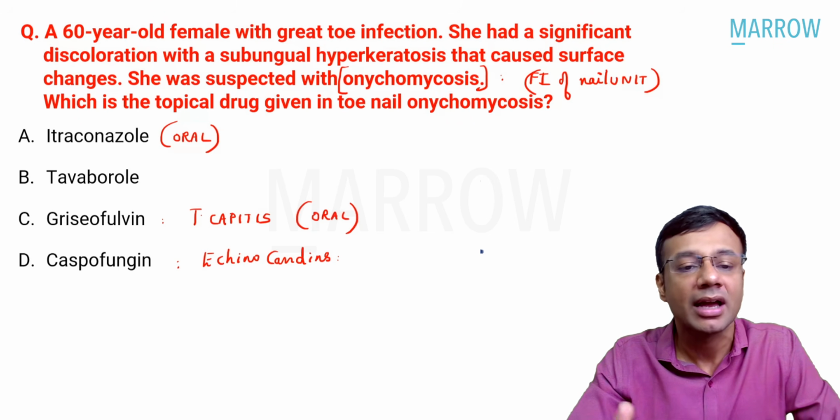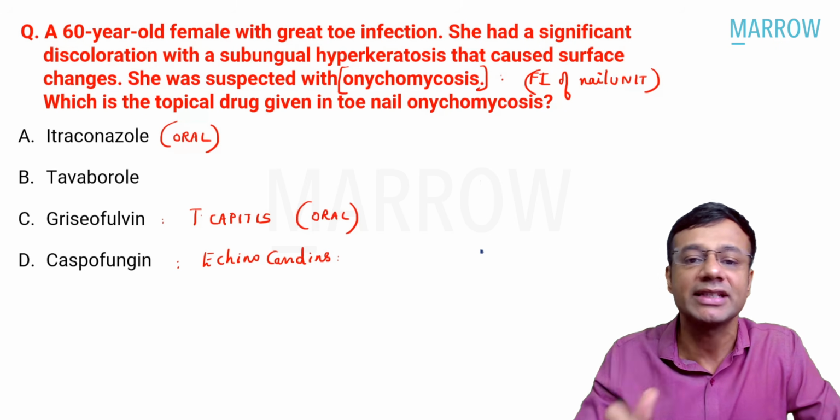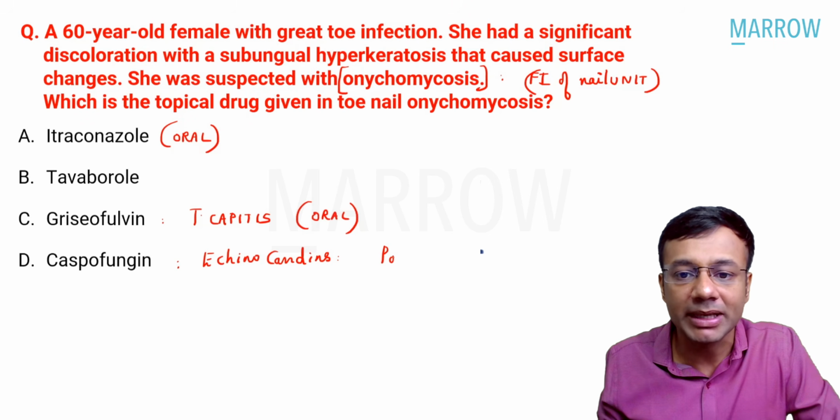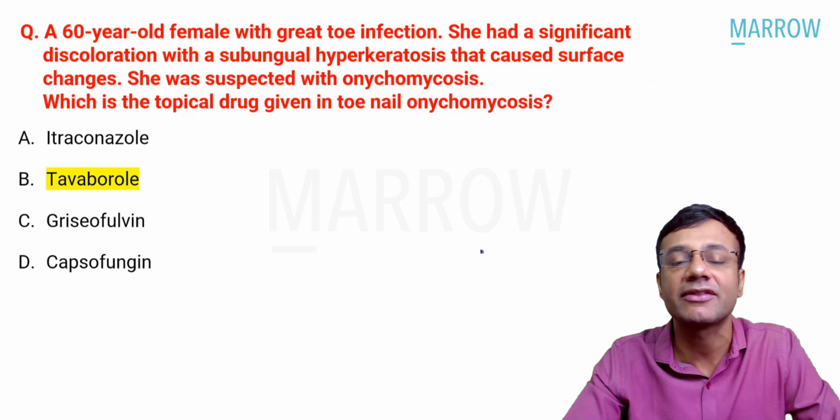We may have to use the echinocandins like caspofungin, anidulafungin, and micafungin. So when we're using it in invasive diseases, the route is going to be parenteral. That means it is generally going to be administered by IV route. So by the process of elimination, the correct answer for this question is option number B, tavaborole.